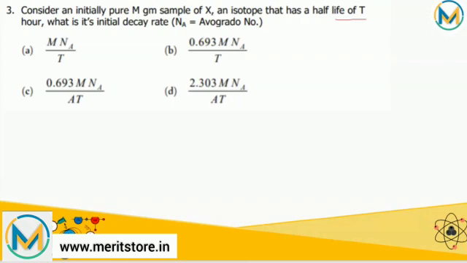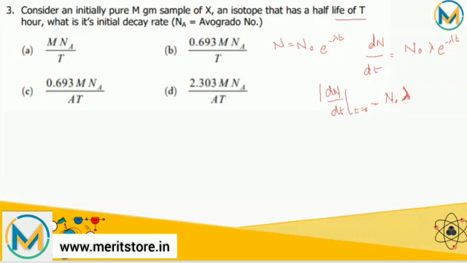Okay, so we know that N is equal to N naught e raised to minus lambda T, or I can write dN upon dt is equal to minus N naught lambda e raised to minus lambda T. Okay, so at T equal to 0, dN upon dt at T equal to 0 will be equal to N naught lambda.